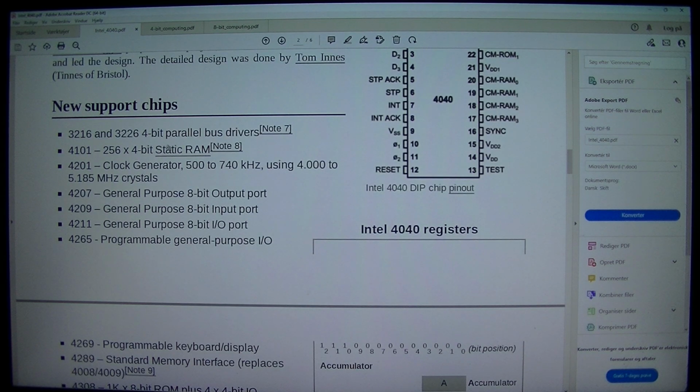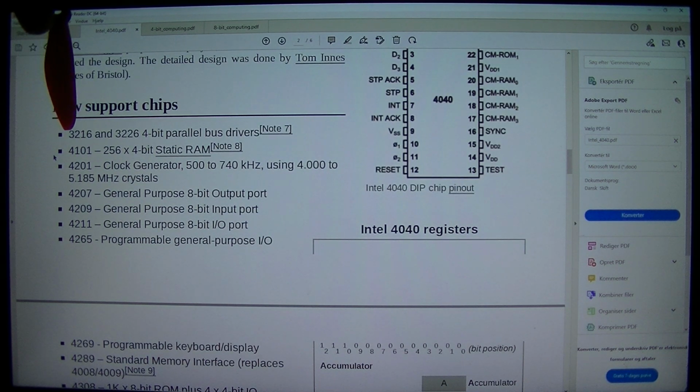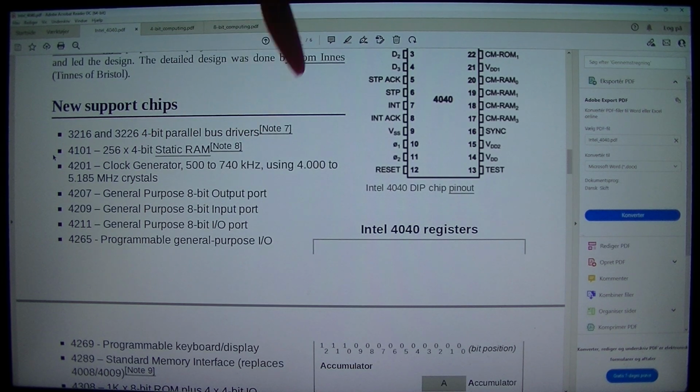3216 and 3226 4-bit parallel bus drivers, Node 7. 4101 256x 4-bit static RAM, Node 8. 4201 clock generator, 500 to 740 kHz, using 4.000 to 5.185 MHz crystals.